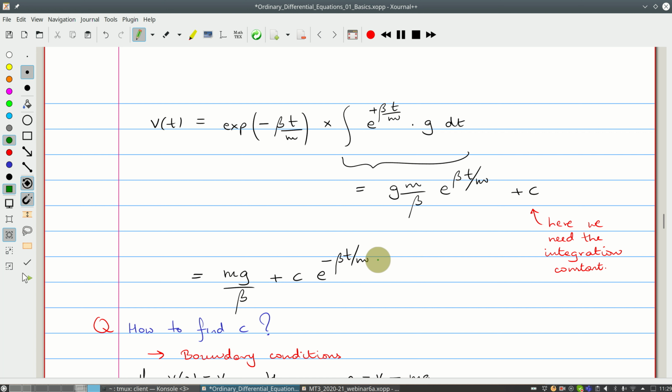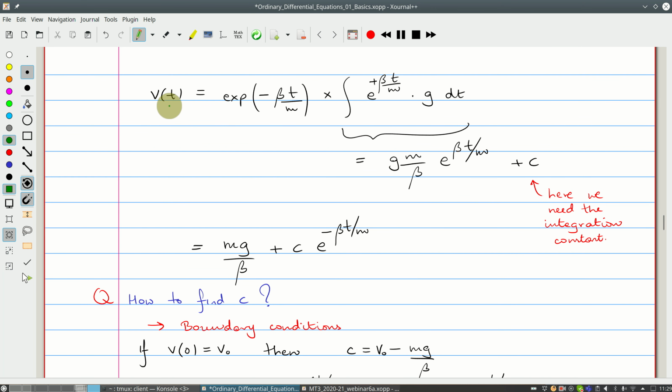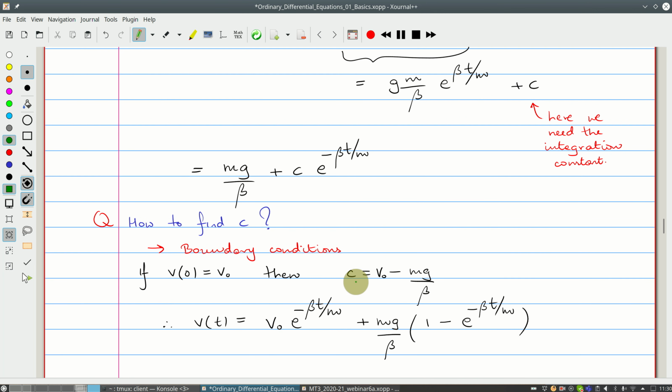So our next question is, how do we find out what this constant c is? For this, we need some boundary conditions. So far I haven't provided any boundary conditions, but let's provide them now. If the velocity at time t equals 0 is some constant v0, then in the above equation we can put time t equal to 0. The exponential will give you 1, and we'd have v0 is equal to mg over beta plus c. That lets us define what c is. c is v0 minus mg over beta.